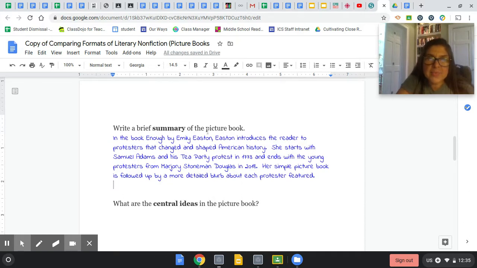Don't forget, when you have a title of a book, you always italicize it. So that's proper punctuation, italicize the book.